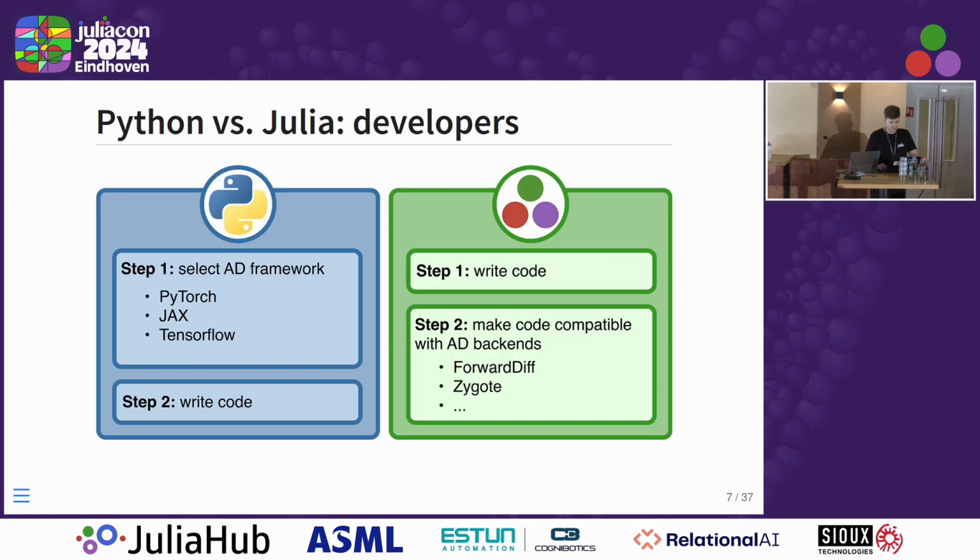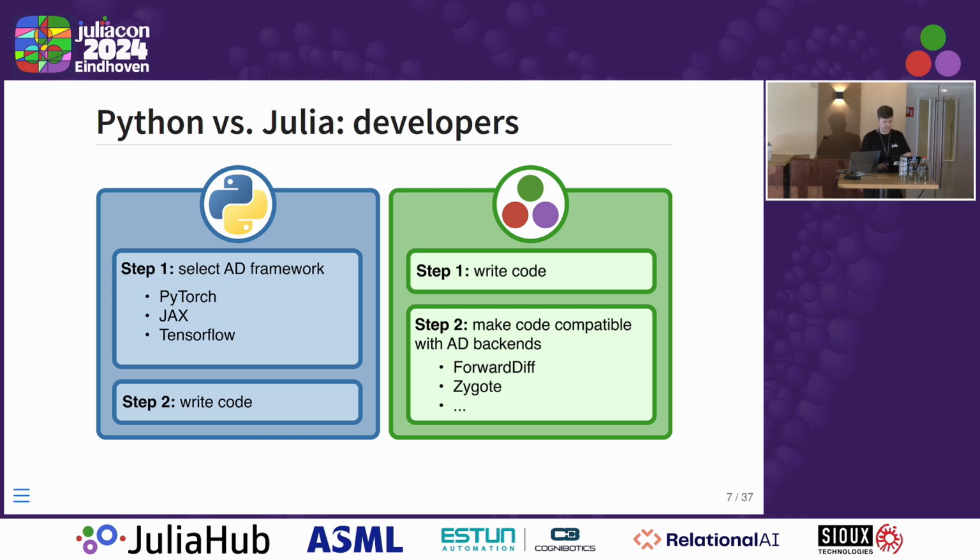So let's talk about the developer experience as well. In Python, once again, things are sort of simple. You just pick a framework and then you write code for it. Whereas in Julia, you typically first write code. So this might be some physics simulation. And at some point, you decide, oh, I would like to compute gradients over my simulation. How do I make this differentiable? And you select one of over a dozen backends. There's a very nice overview over at juliadiff.org.